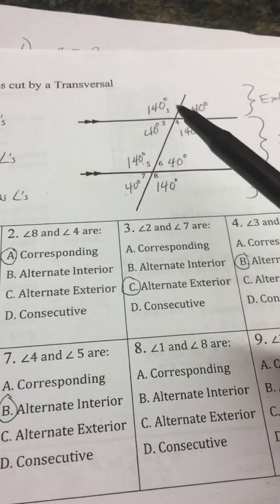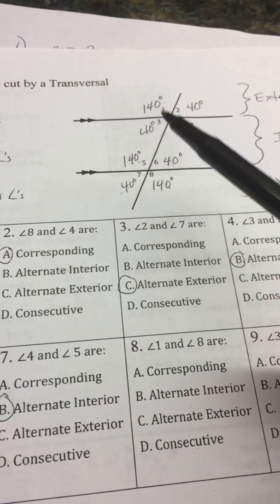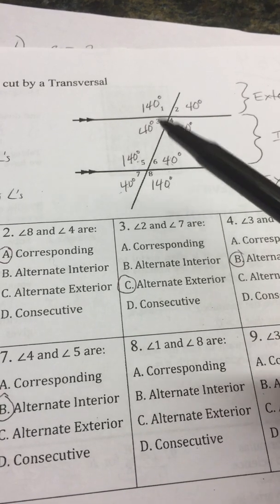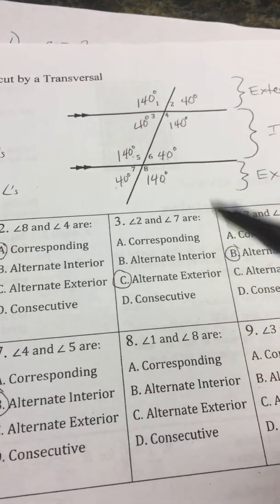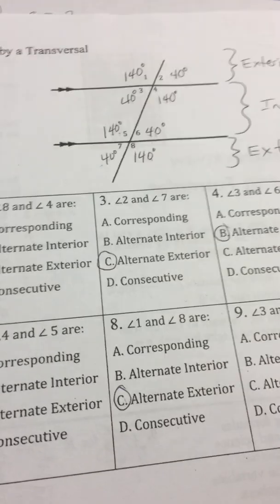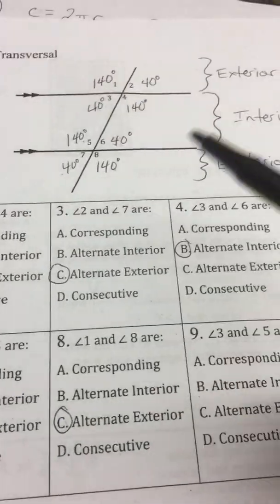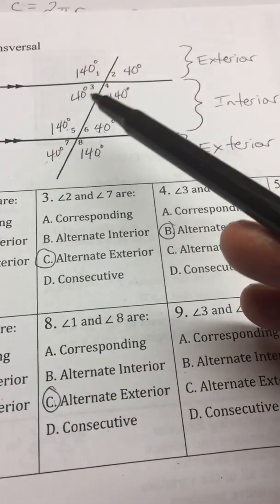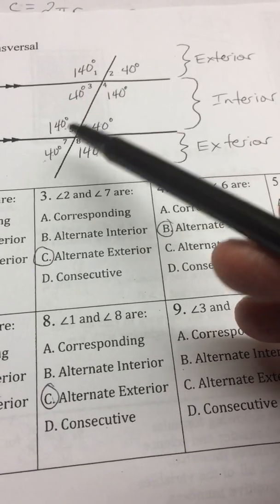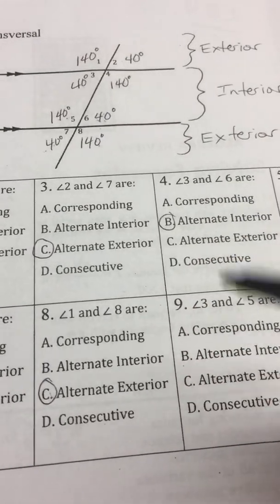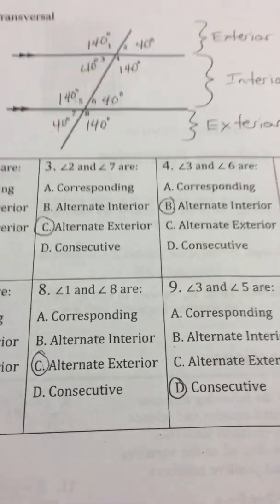1 and 8. There is 1 and here is 8. They are both exterior angles, and are they on the opposite sides of the transversal? Yes. So these are alternate exterior angles. And then they do 3 and 5. Here is 3. There is 5. Again, these are both interior on the same side. So they're calling those consecutive, and I'm not sure why they're using the word consecutive. I'm going to have to check on that.